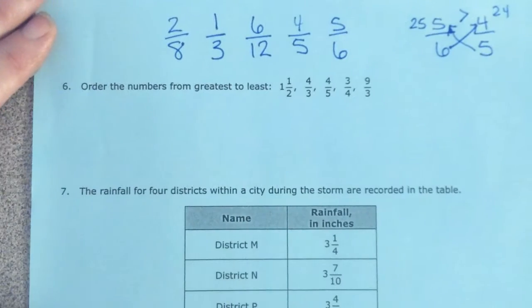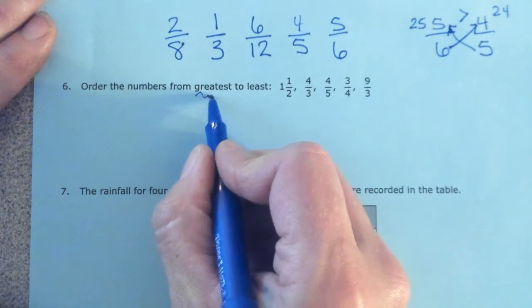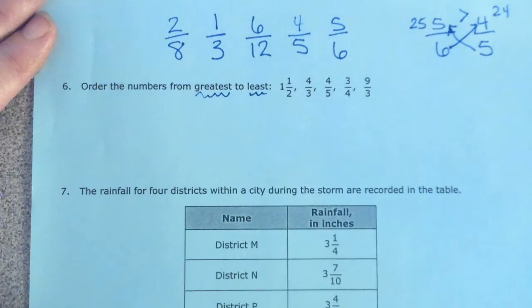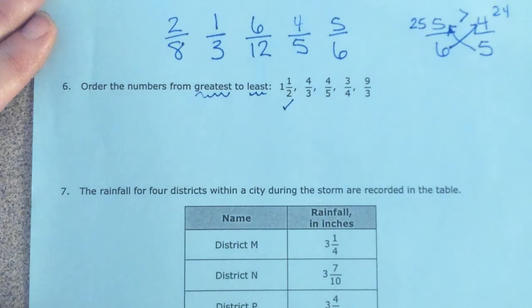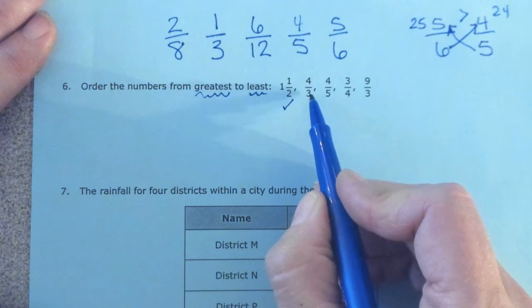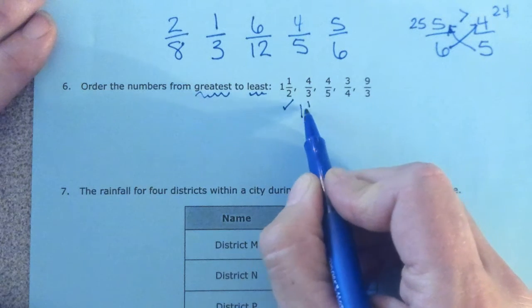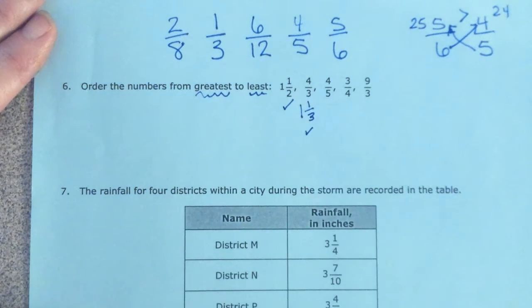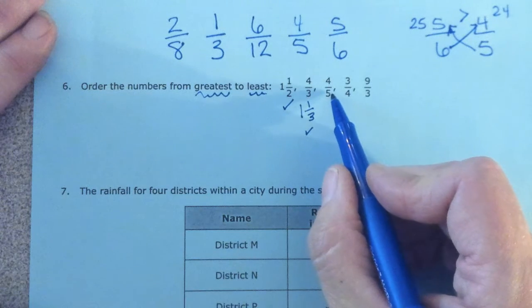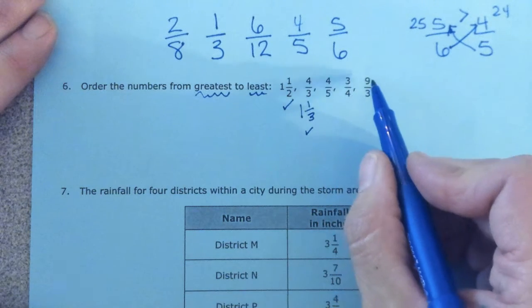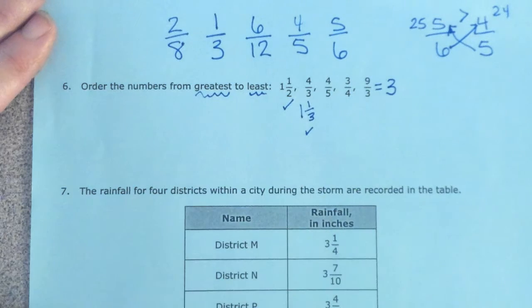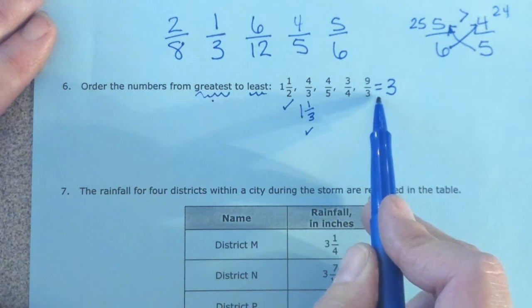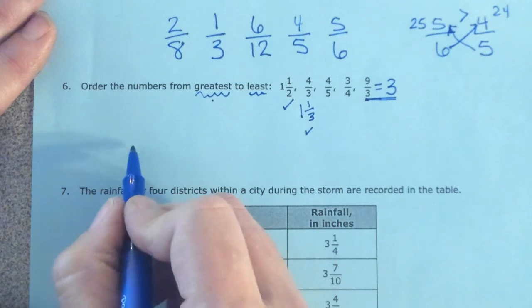The next one wants us to do the same thing. However, we're going to go now from greatest to least. So first let me check for any whole numbers. I have 1 1/2, 4/3, that's improper. That would equal 1 1/3. So that's more than a whole. 4/5 is less. 3/4 is less. And 9/3, well, that's just 9 divided by 3, which is 3. Okay. Well, it looks like my greatest number is going to be this 3. So the 9/3 will go first.